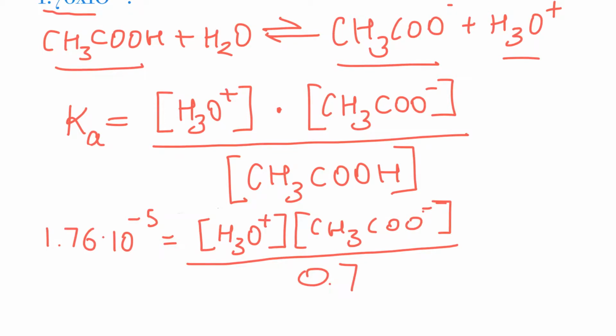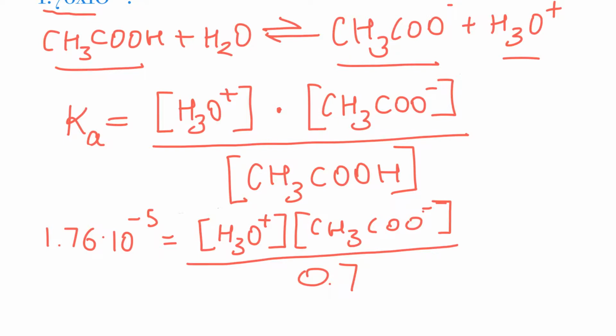And here's how my equation looks. You will notice that I have two unknowns: my H3O positive, which is an unknown, and my CH3COO negative, which is also an unknown. And at this point, you need to understand something very, very important. And that part is that this concentration and this concentration are basically the same.